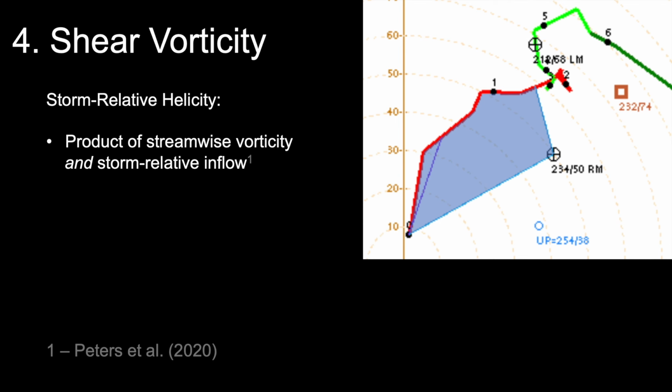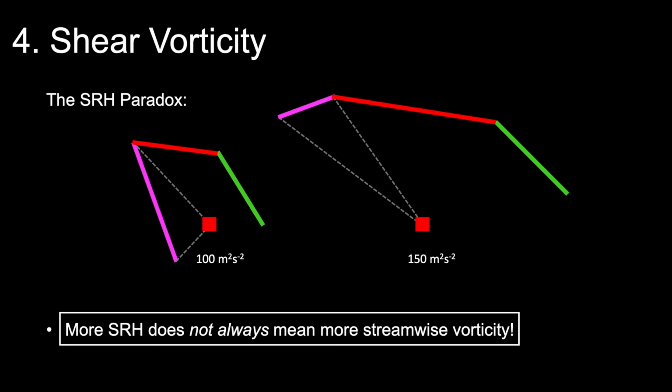It's a product of both the streamwise vorticity and the storm relative inflow, which we've learned does completely different things. And so we work ourselves into this paradox that we think that intuitively more SRH is going to give us more updraft rotation, but that's not actually always true. In this case, we actually increase our SRH here, while we decrease our streamwise vorticity. We increase the area of our triangle here, but we actually decrease the length of the shear vector. And what this means is that more SRH really isn't always a better thing. This doesn't actually always mean more streamwise vorticity.